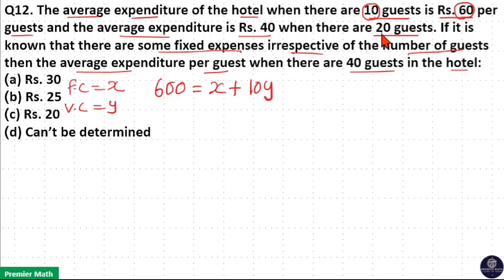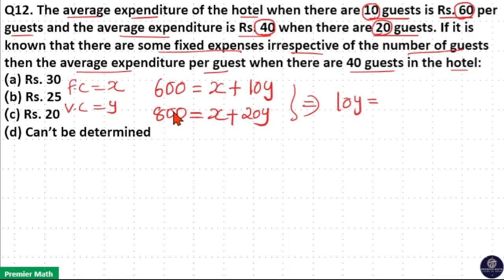Now, when there are 20 guests, 40 is the average. So 40 into 20 is the total cost. That is 800. That is rupees 40 for each of these 20 guests, means 40 into 20 is the total cost. Total cost is equal to fixed cost X plus variable cost Y. For 20 people, 20 into Y is the variable cost. Now, from these two, X cancels. 20Y minus 10Y is 10Y, which is equal to 800 minus 600, 200. That means Y is equal to 20.